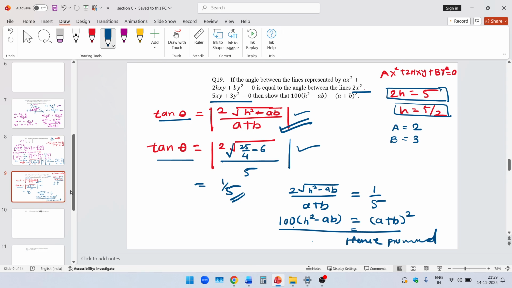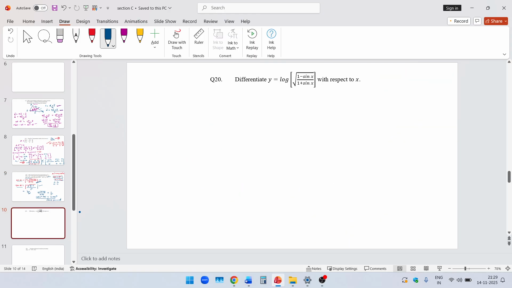Okay, let's start with section D. The first one is differentiate y is equal to log of this. Take log on the other side. That should be the first step. Simple. So e raised to y will be equal to square root of 1 minus sin x divided by 1 plus sin x.